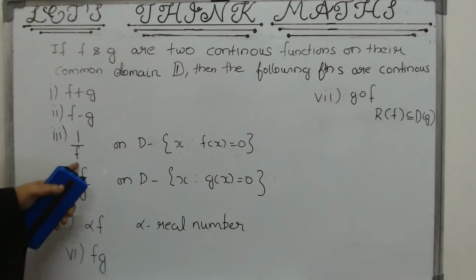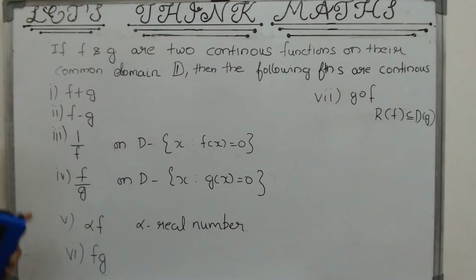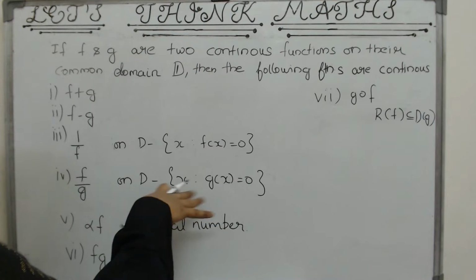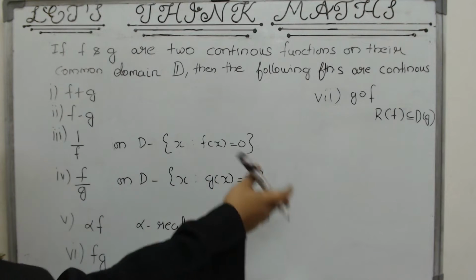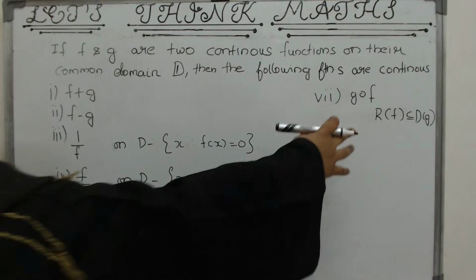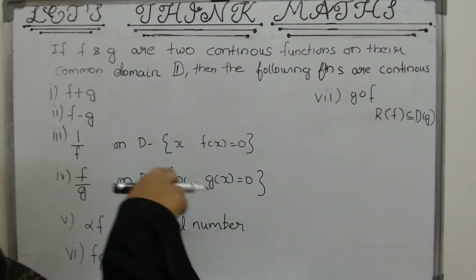The same with the quotient of two continuous functions. If f and g are continuous, f by g will also be continuous. But remember, not on the whole of D. From D, remove the troublemakers, all those x for which g of x is equal to 0. Then f by g is continuous. Alpha f is continuous where alpha is a real number, not a complex number. The product of two continuous functions is continuous. The composition of two continuous functions is continuous. So if f and g are continuous, then all of these functions will be continuous.